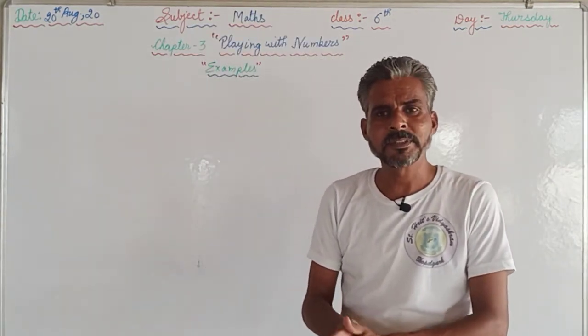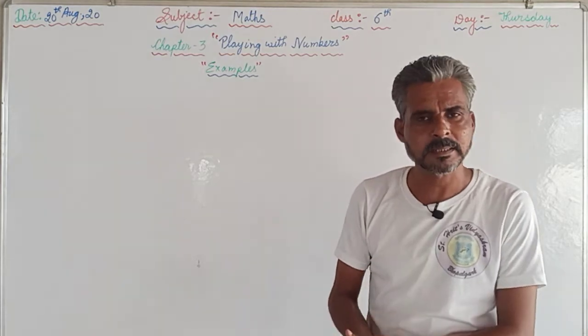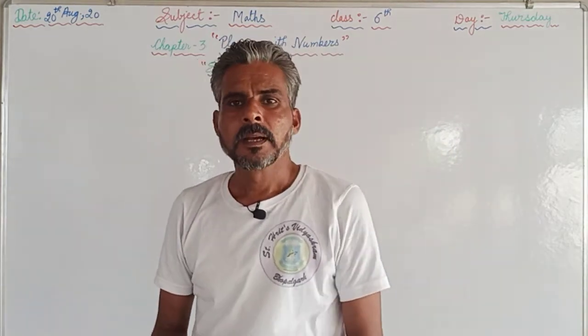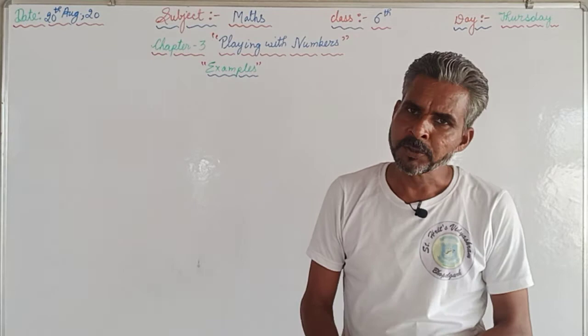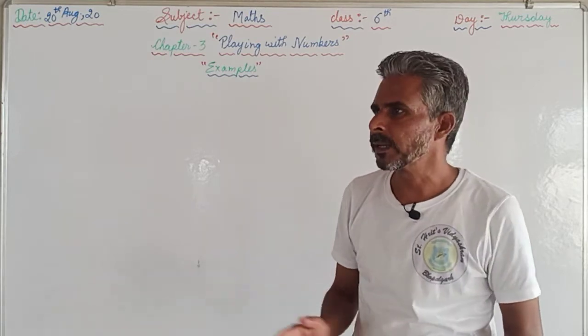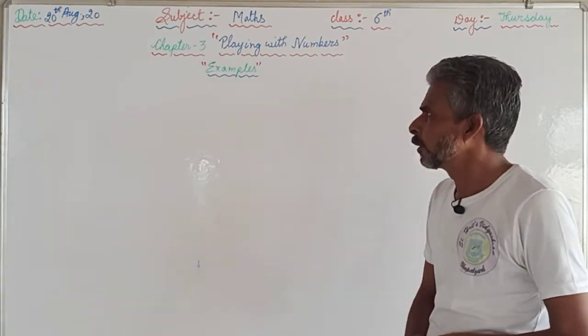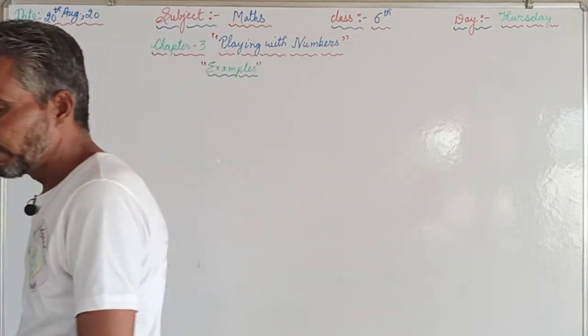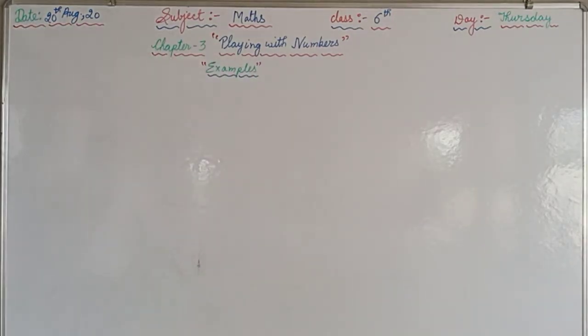So again we are ready with today's video. This video is for class 6 and the subject is maths. Today we are continuing the same chapter, chapter number 3, and the name of the chapter is Playing with Numbers. We have already completed the questions given in the exercises. Yesterday we completed exercise 3.7, hence all the questions have been done.